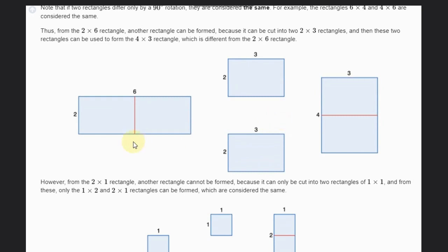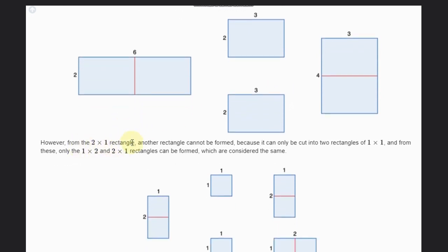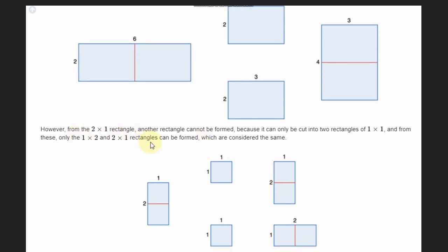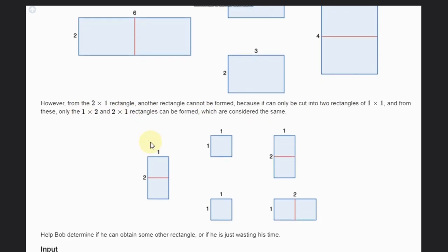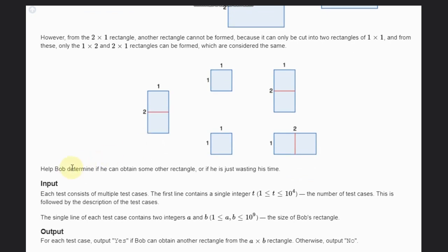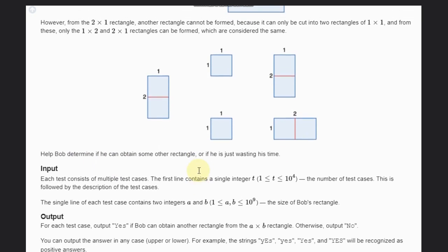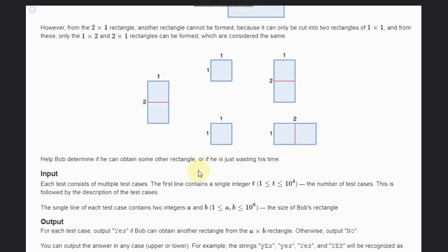However, from a 2 cross 1 rectangle, another rectangle cannot be formed because it can only be cut into two rectangles of 1 cross 1. And only 1 cross 2 and 2 cross 1 are the rectangles possible, which are the same. So that's why. We need to determine if Bob can obtain some other rectangle or not. We need to return yes or no, that's it.